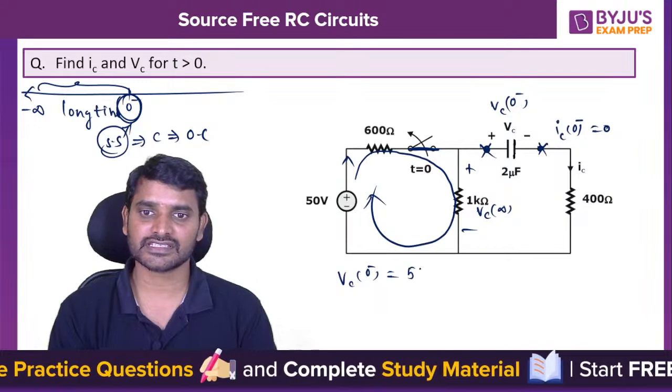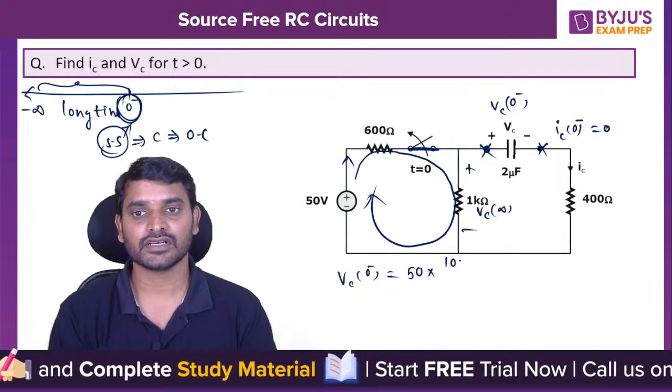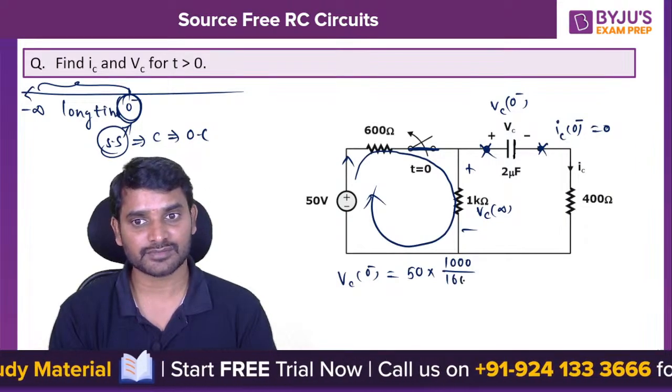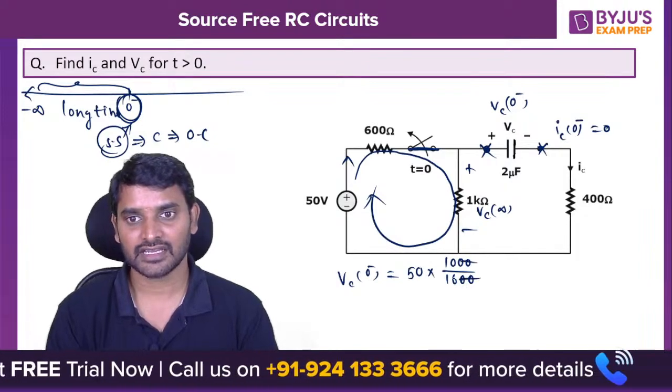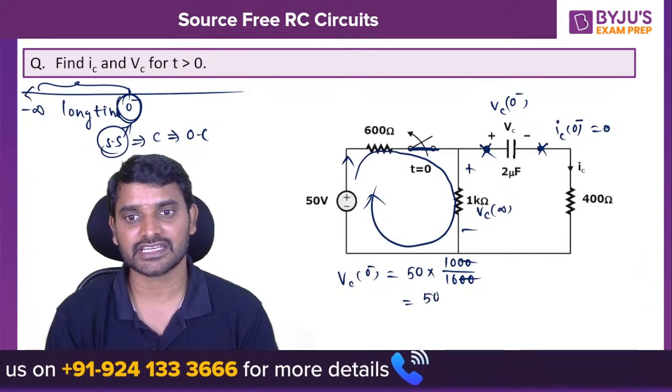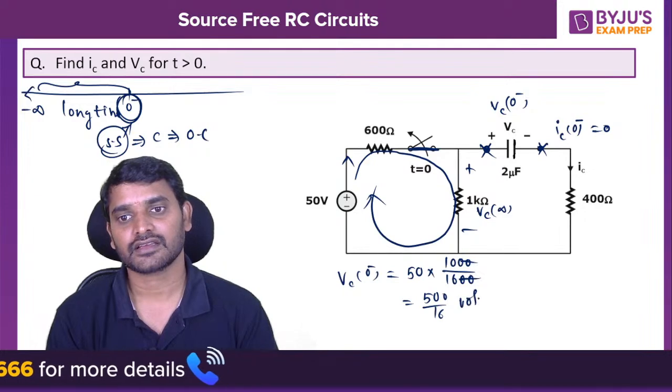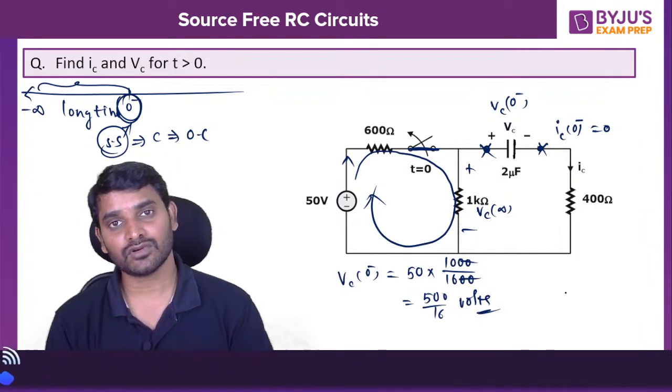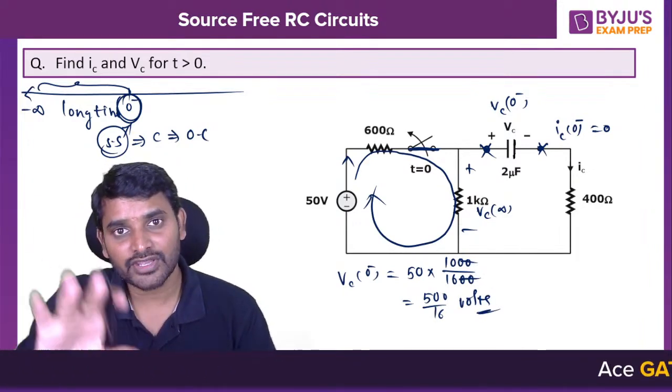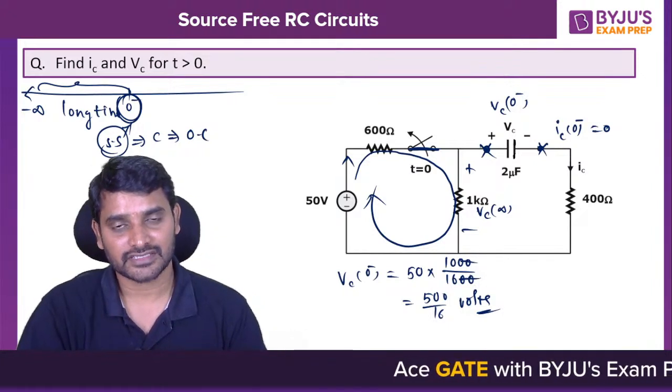Can you tell me how much is this? 50 into 1 kilo ohm, that is 1000 divided by 1000 plus 600. It comes out as 500 by 16. 500 by 16 volts is the voltage which is going to be available across the capacitor.